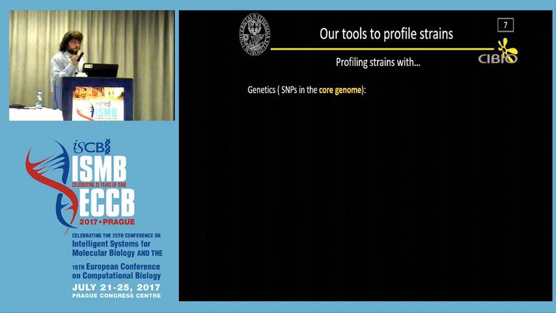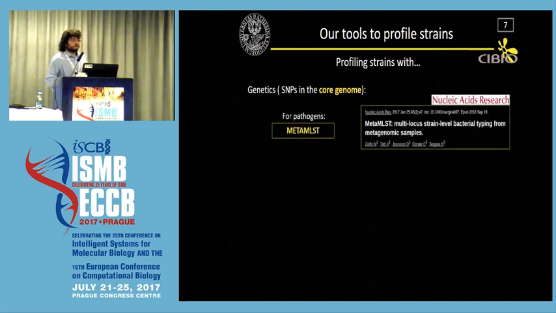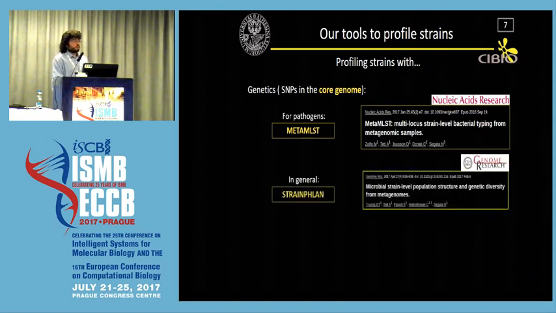quite recently. So we start from the idea that a strain is a specific collection of, in this case, for example, SNPs in the core genome. And we are tackling the problem from the genetic point of view by looking at sub-features and specific SNPs in selected genes. This is pretty much the approach of MetaMLST, which is specifically targeted to pathogens, or a more general approach, which is the approach taken by StrainPhlAn.